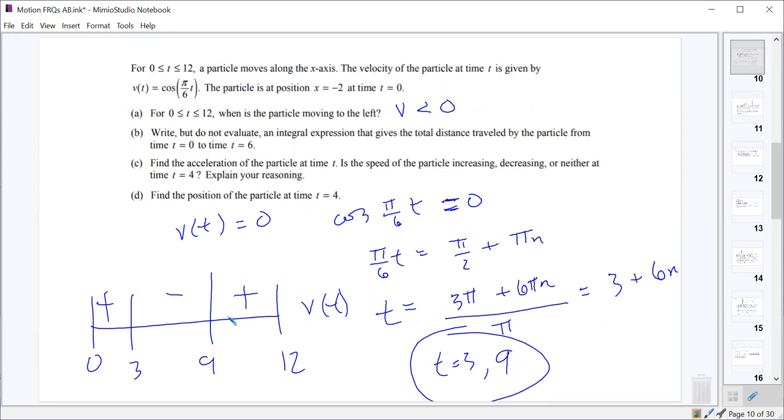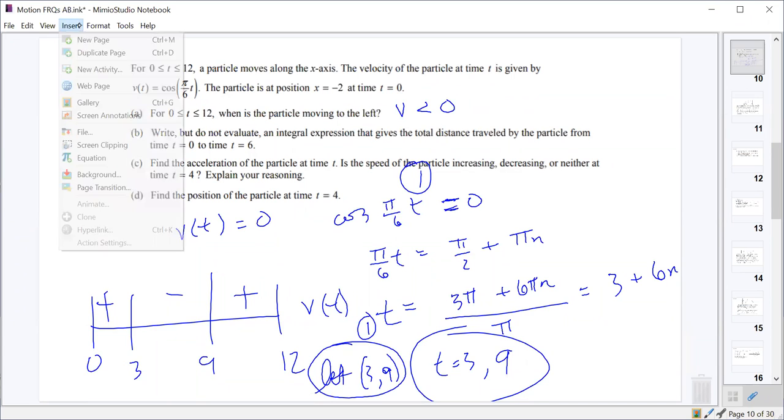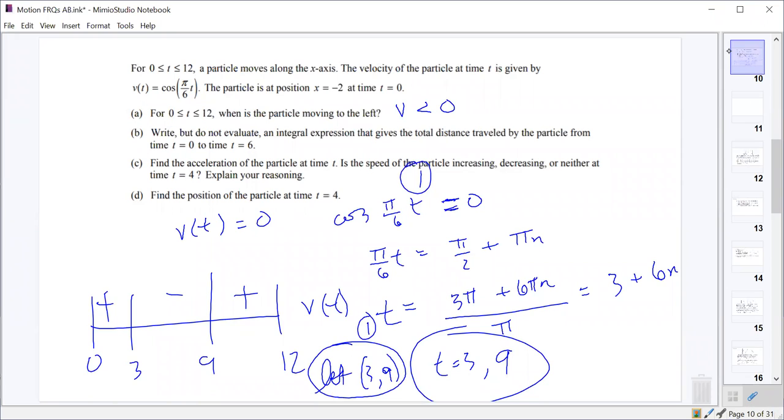So you would say it's moving left on the interval 3 to 9, or t is greater than 3, less than 9, or you could write it out in words, between t equals 3 and t equals 9. And so that would work 1 point. 1 point if you just set the function v of t equal to 0, and 1 point for getting the right answer. Any questions on part A there? No. All right. Part B wants us to write but not evaluate an expression that gives the total distance traveled.